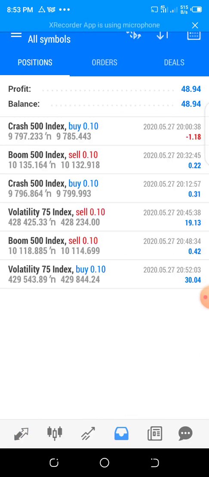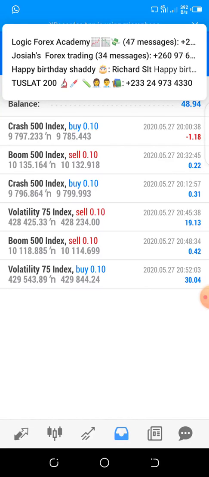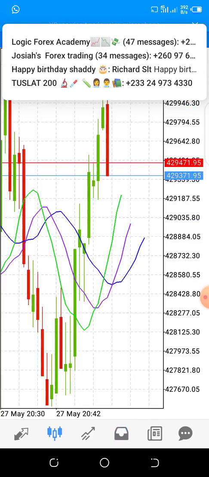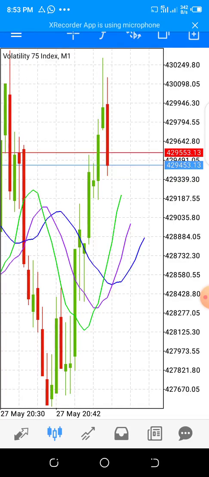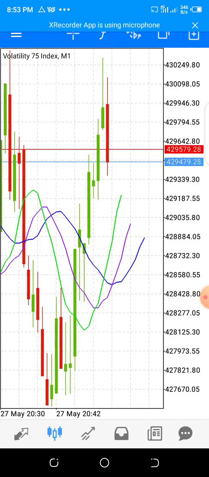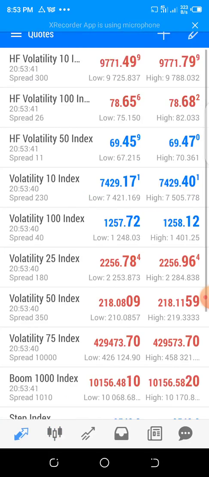So I think we traded crash. We traded boom and crash. We traded boom again. We traded the volatility index 2 times, and with only 2 trades and the small coins, I was able to make 48.94. That is almost getting to $50. So for me not to be greedy, I have to just close the account. So this is how we use alligator to trade.